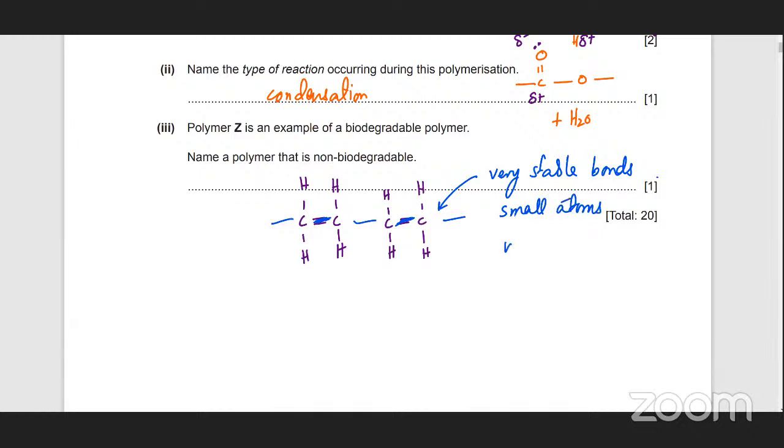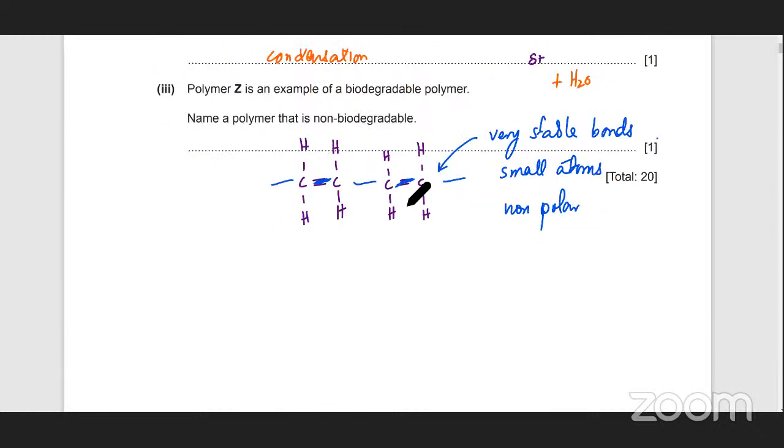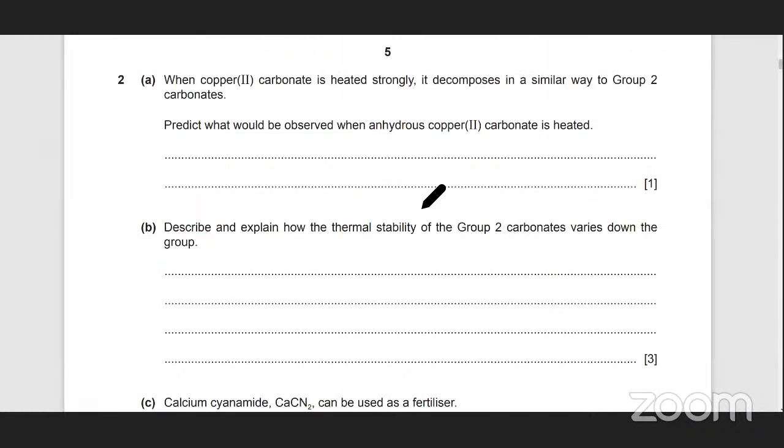Plus, they're non-polar as well. So they're not going to be attracting other molecules, which is why they're not going to break down easily. Okay, so name a polymer, you can just name polyethylene or PVC or any addition polymer.